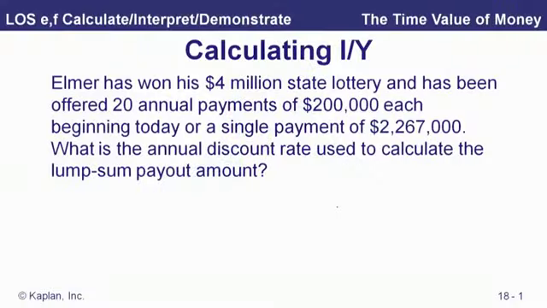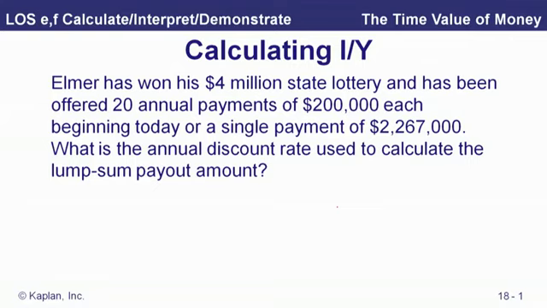Elmer's won his $4 million state lottery. Good job, Elmer. and has been offered 20 annual payments of $200,000 each. That's how these lotteries often pay out, right? So that's your $4 million there. But they'll also offer you a single lump sum, and in this case, they've offered Elmer a lump sum of $2,267,000. So what's the annual discount rate used to calculate the lump sum payout amount?